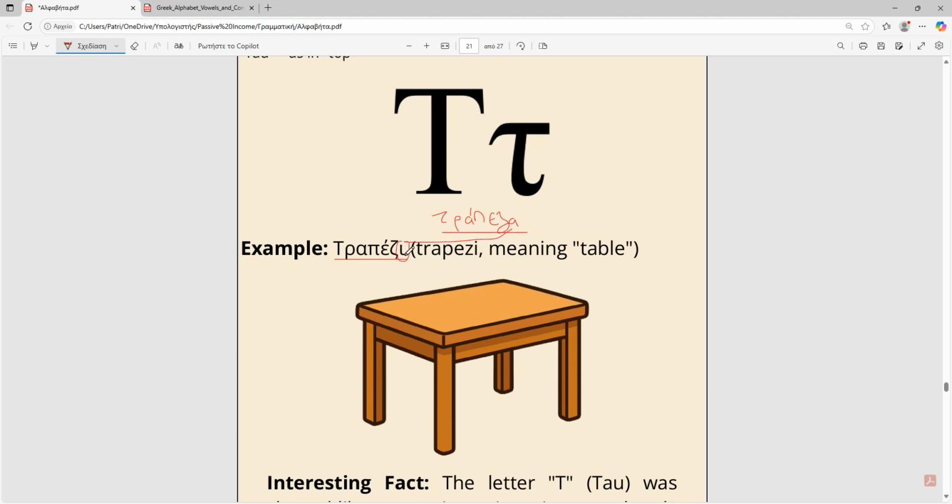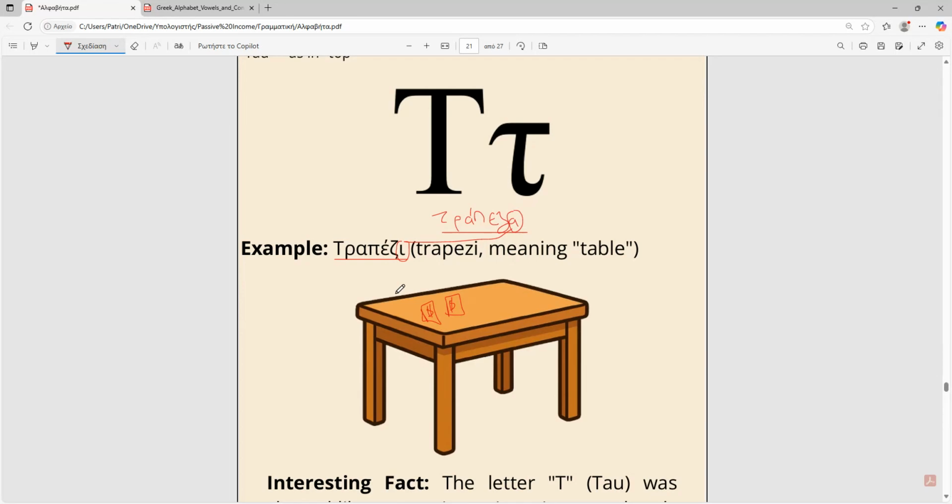This is iota, if you remember from earlier, and this is alpha. And fun fact: in ancient Greece, the bank, because they didn't have ATMs, I think it's obvious, they had a table, and they put the money on it. So yeah, this was the bank in ancient Greece. They didn't have this kind of currency.